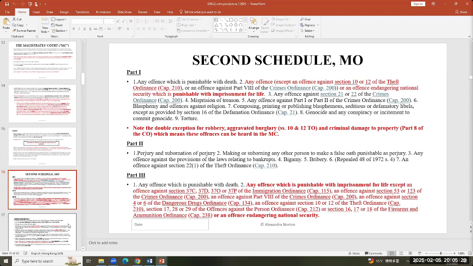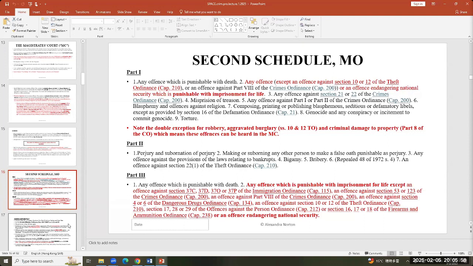So the rule is that any indictable offense that is listed in part 1 of the second schedule cannot be tried in the magistrate's court, right? So if it's an indictable offense and it is in part 1 of the second schedule of the magistrate's ordinance, it cannot be tried in the magistrate's court.